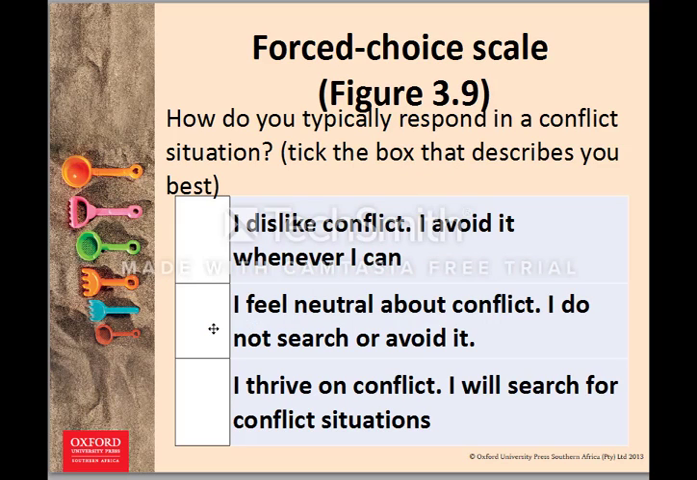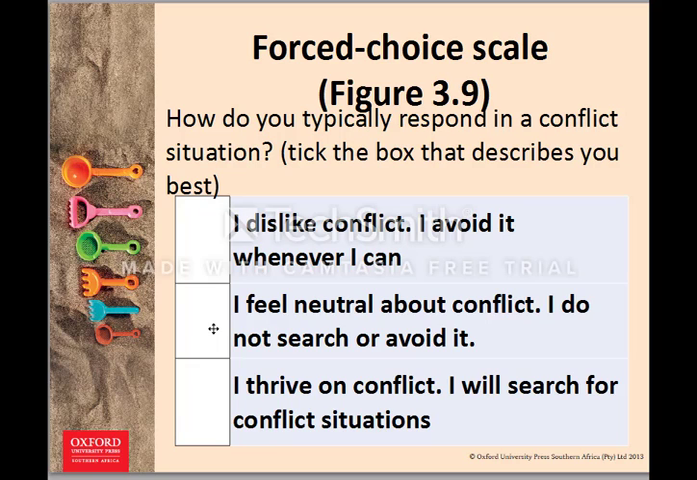Okay, so forced choice. Tick 1 only. You are forced to choose one option. I dislike conflict, I avoid it. I feel neutral about conflict, or I thrive on conflict. I will search for conflict situations.